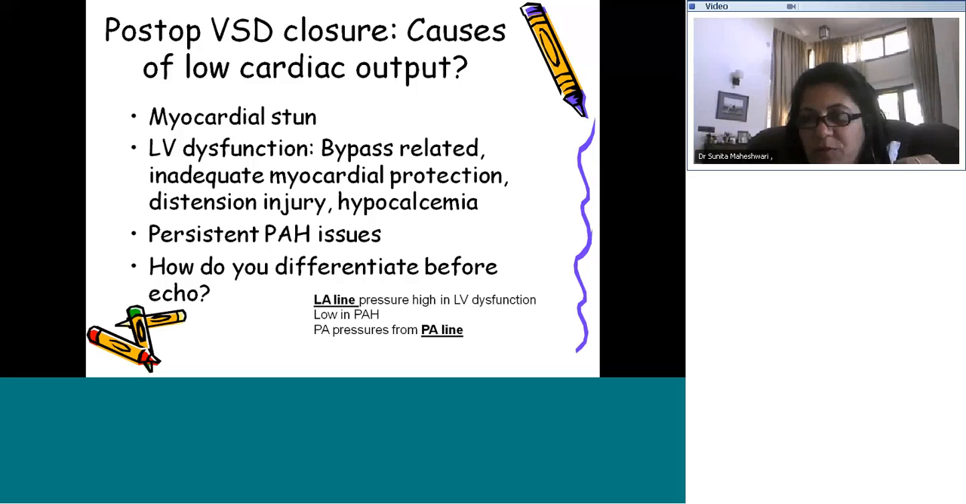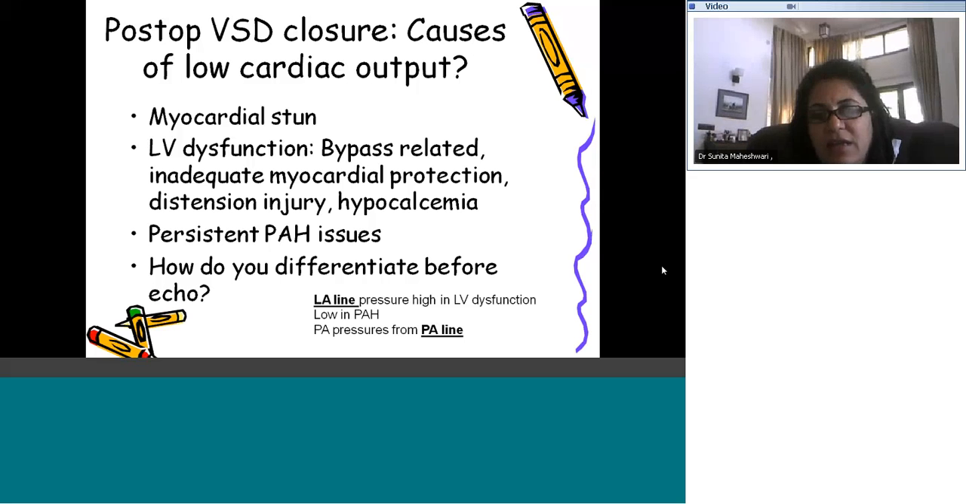Now, to answer someone who put a question about issues with the LA line. Well, issues with the LA line are, it can get blocked, or it can be positioned against the wall, so you get a dampened trace. Rarely when you pull it out, you can have bleeding. But generally, it's a small little line. The minute you pull it out, the opening tends to close. So if you do it well, in general, you shouldn't hopefully have problems with it.